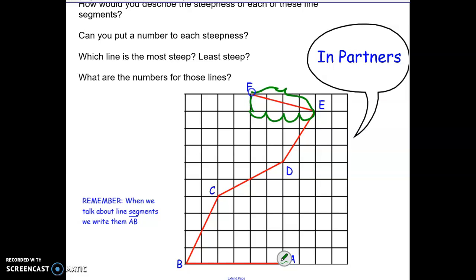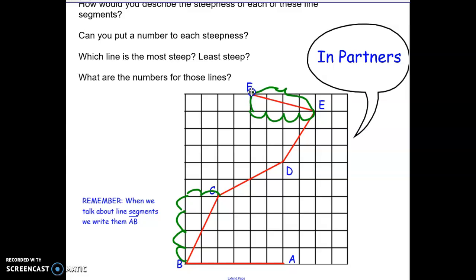So let's look at the lines, and let's look for the most steep. I would say that line would be B and C. So let's count how many it goes up: 1, 2, 3, 4 up, and 1, 2 over. And so that one would be the steepest. If we wanted to count the other ones, we could count them as well, and we will find that line BC is the steepest, and line FE is the least steep.